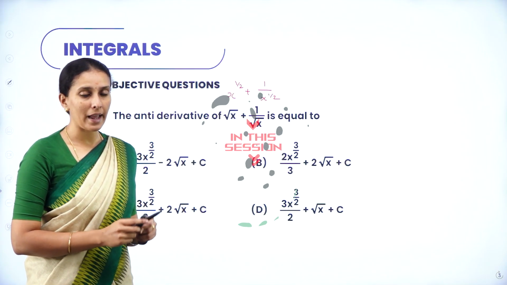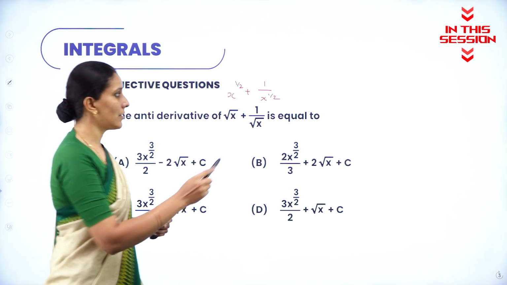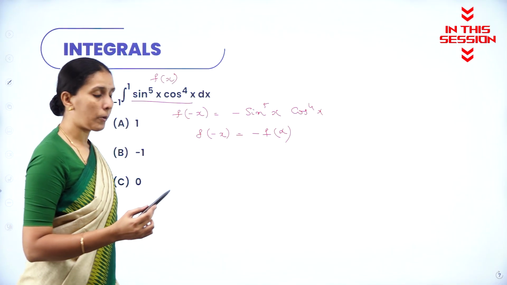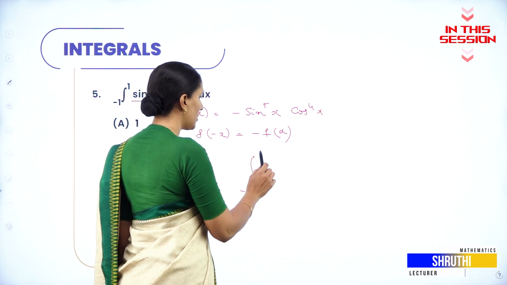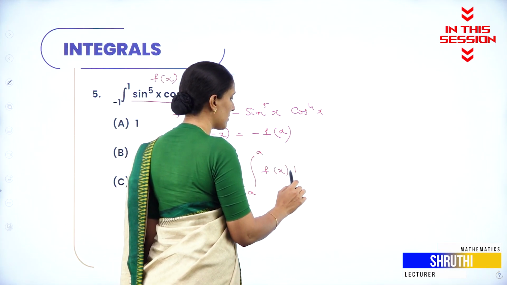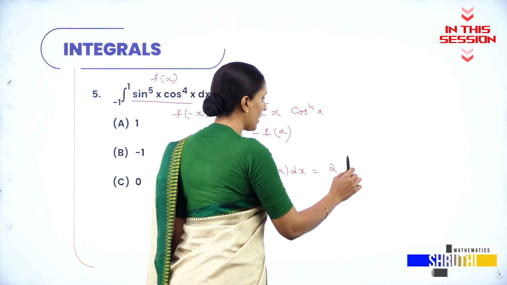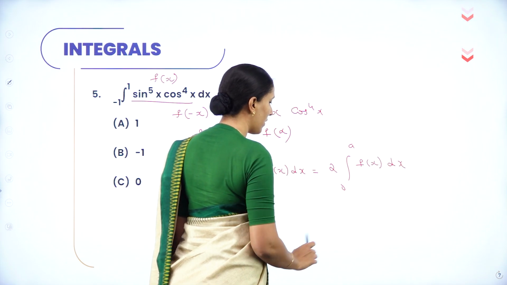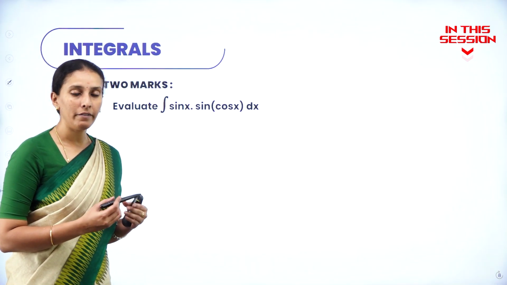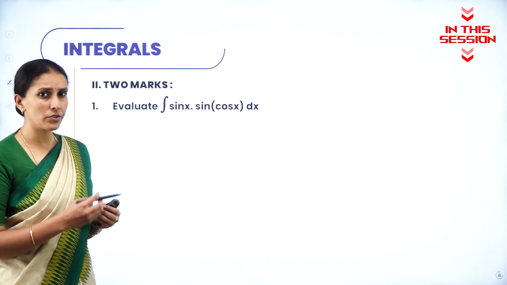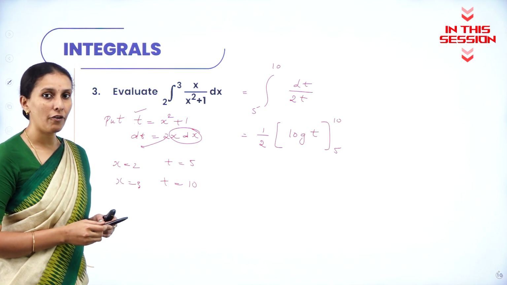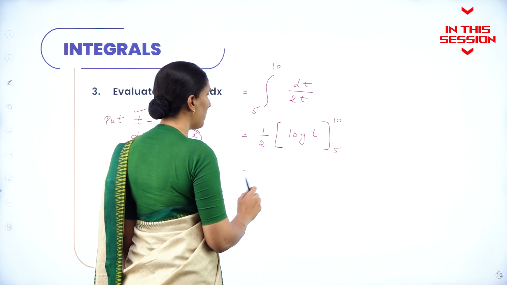Integration of x to the power n, any polynomial function, is x to the power n plus 1 divided by n plus 1. We know from the property of the integral that the integral from minus a to a of f of x dx will be equal to 2 times the integral from 0 to a of f of x dx if it is an even function. 2-mark questions basically have integration by substitution type of questions or integration by parts. Since we have changed the limit of the function also, no need to put back the value of t again, just directly apply the upper and lower limit.